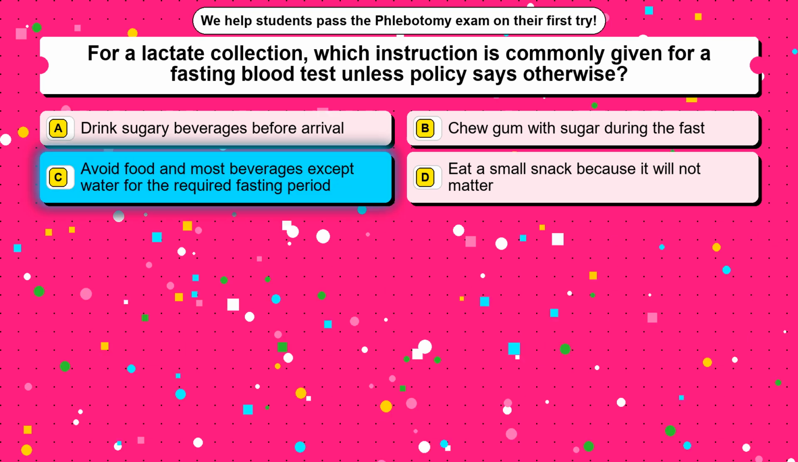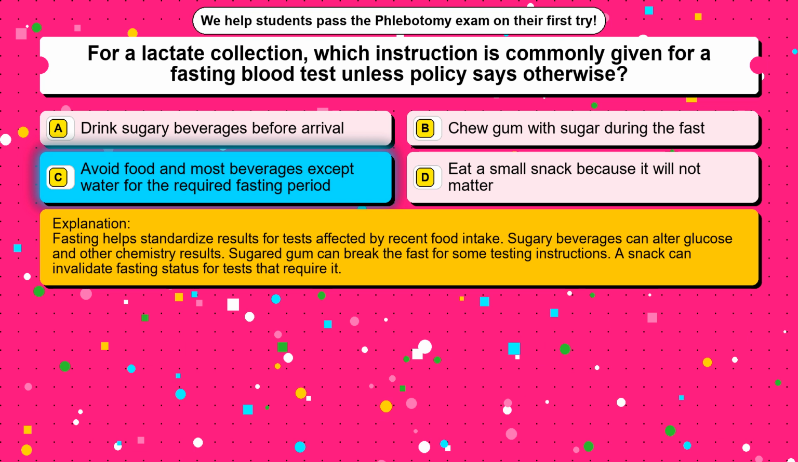The correct answer is option C. Avoid food and most beverages except water for the required fasting period. Fasting helps standardize results for tests affected by recent food intake. Sugary beverages can alter glucose and other chemistry results. Sugared gum can break the fast for some testing instructions. A snack can invalidate fasting status for tests that require it.